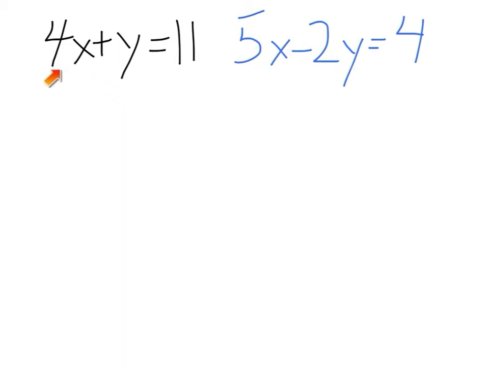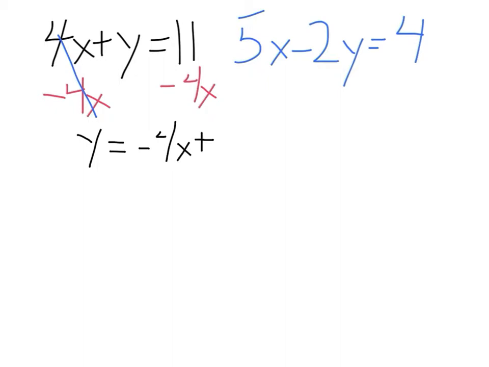Get rid of the 4x on this side. So minus 4x on that side, minus 4x on that side. Then those guys cancel, and y is all by itself. That's what we want. And that means on this side now we have minus 4x plus 11. So that means that this is in place of y. So now up here for y, we're just going to put in this. Substitute, right? Substitution.